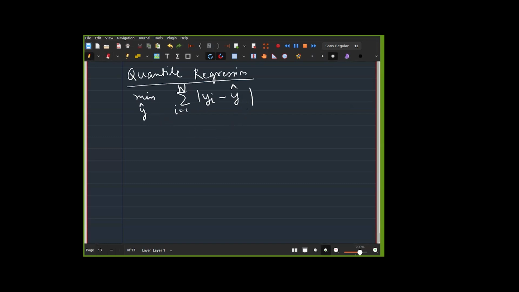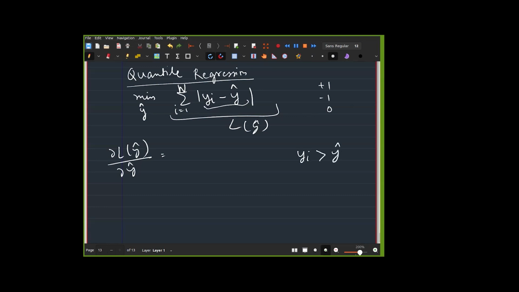Now here you want to derive the gradient, right? So let's do that. Let's say this is my loss function L of y hat. So I want the derivative of L of y hat with respect to y hat. Again, I have this absolute value function, which is kind of tricky, but we know that if the quantity inside is positive, then it's a +1. If the quantity inside is negative, it's a -1. If the quantity inside is 0, then it's a 0, right? That's the idea. So let's assume that the quantity inside is positive, which is yi greater than y hat. If that's the case, then we just remove the absolute value and find the derivative.